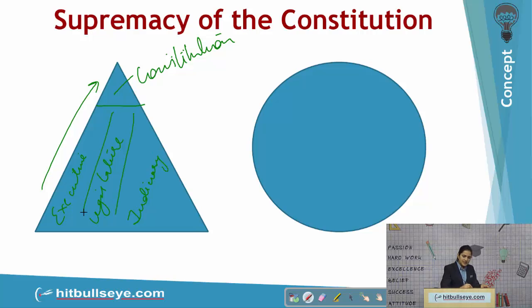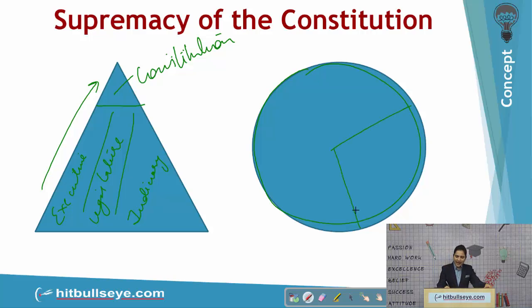So all these three organs, as far as the pyramid is concerned, come under the Constitution. They cannot indulge in any act which supersedes the word of the Constitution. Another thing that I would like to explain is that Constitution basically sets out a limit for not only the acts of the government machinery but also of the citizens.